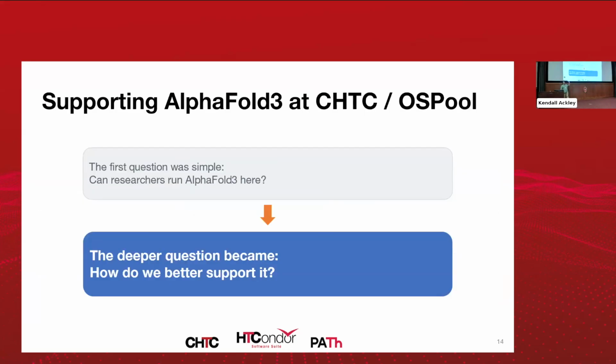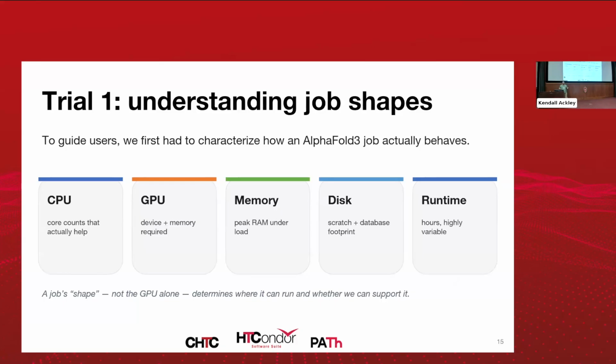And so the question started to shift from, can folks run this? We had seen that folks were running this. We had different researchers across CHTC that were running this at all times. And the question moved towards, how do we better support this? How do we support this in a way that's in line with the principles of high throughput computing and scaling your workflows up? The first thing that we had to do in order to achieve this was understand that job shape.